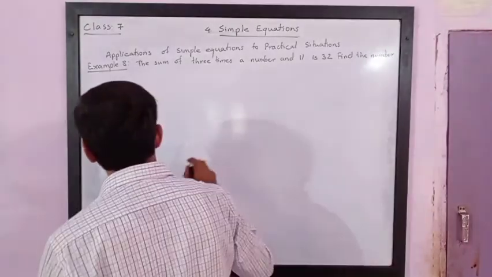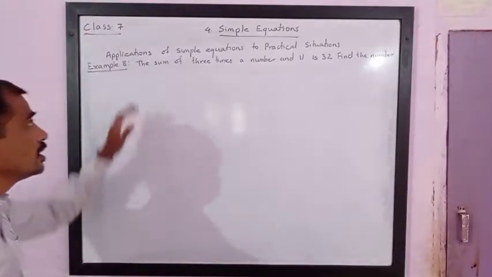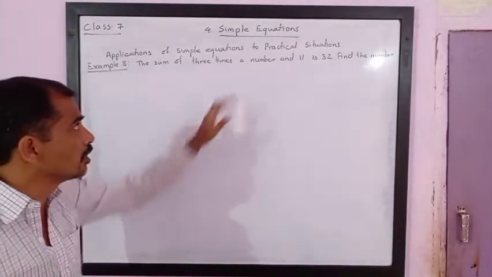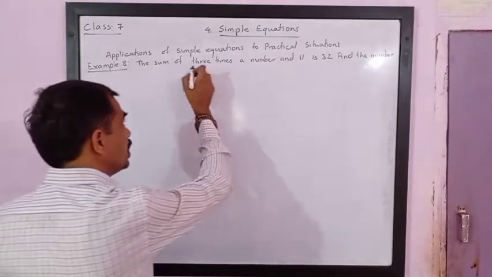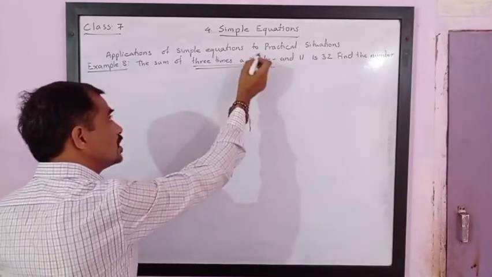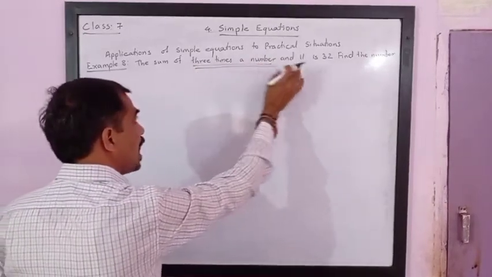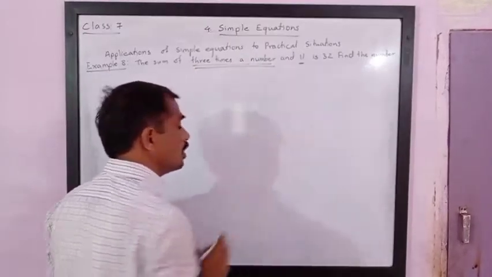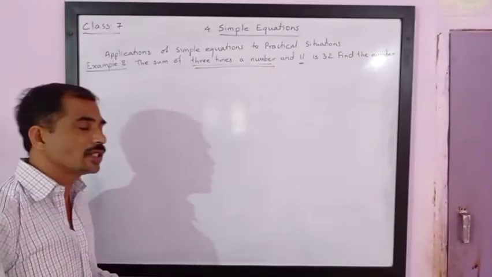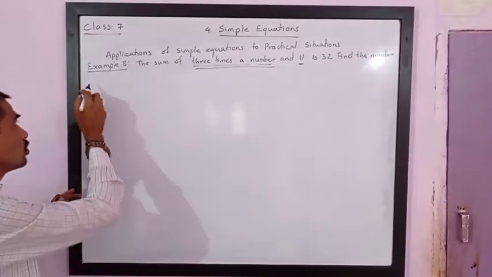Now see, example number 8: the sum of 3 times a number and 11 is 32. Find the number. We are not given the number, so we need to consider the number as a variable. This is the question asked. Let us try to get the solution of this.